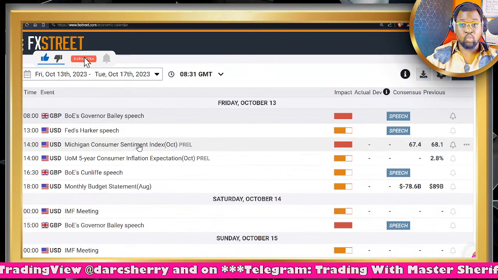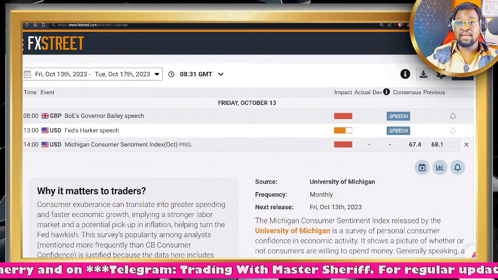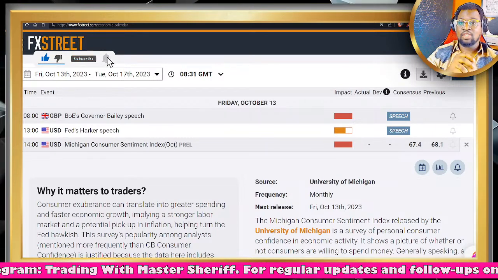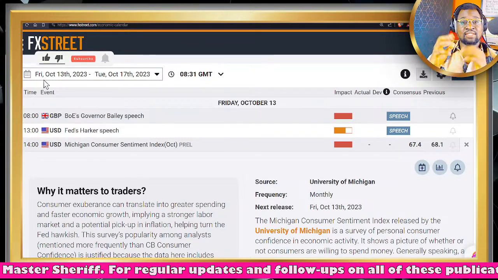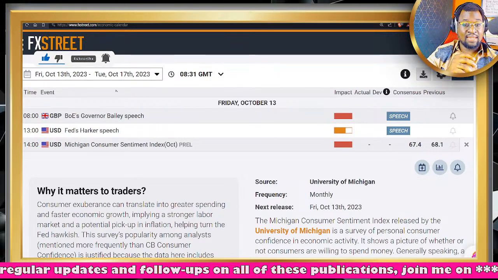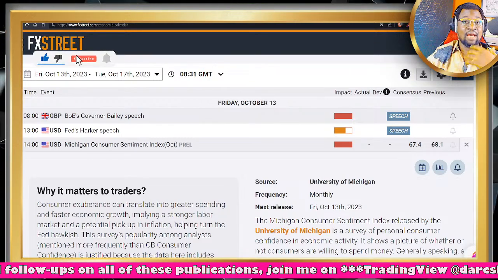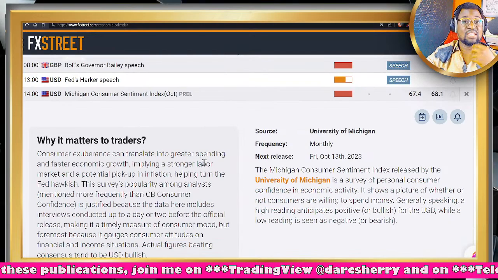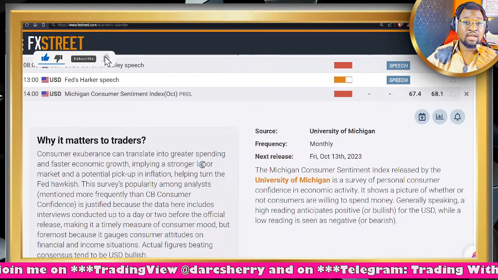Then later today, which is one of the high impact events we are looking forward to, is the Michigan Consumer Sentiment Index. Now, for those who don't know what this index is all about, normally it's a survey released by the University of Michigan, and it gauges consumer confidence, which has a direct impact on consumer spending and economic growth. And of course, the data here influences market sentiment and asset prices. Now, generally speaking, a high reading is considered positive for the US economy, which in the long run will be affecting the US dollar positively.